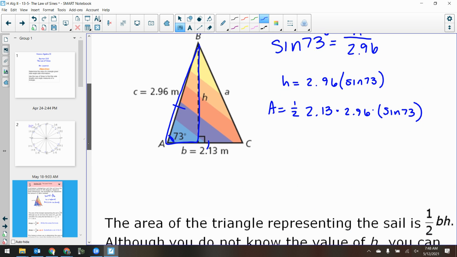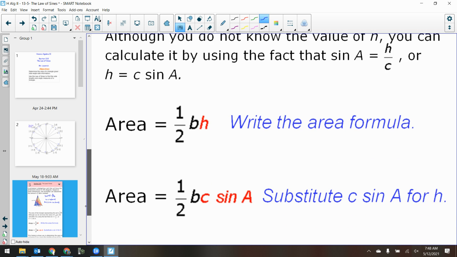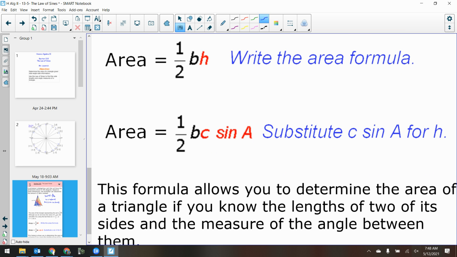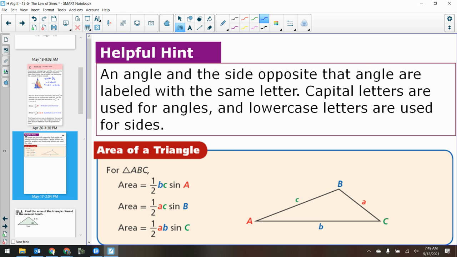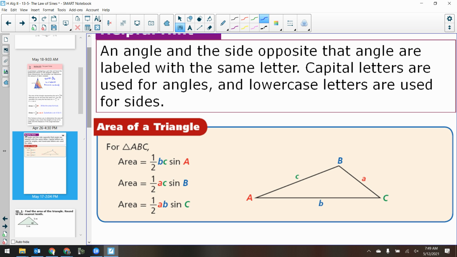We could run it through the calculator and see, but what's more important is that we can create a generic formula for area given a side-angle-side relationship: a side, an included angle, and another side. I think that's really interesting, the fact that we can find the area of a triangle and you don't even have to have the height. You don't have to, as long as you have another side and an included angle measure. So this is the formula that we have.